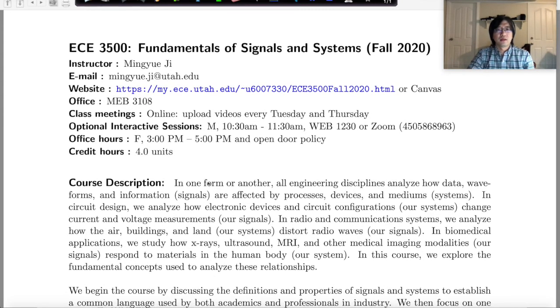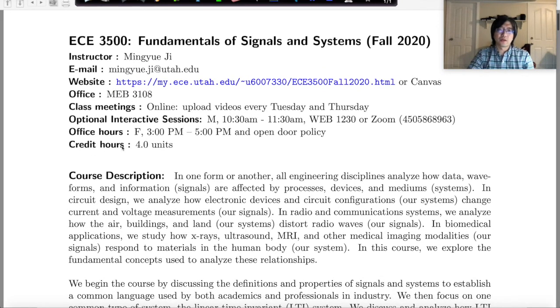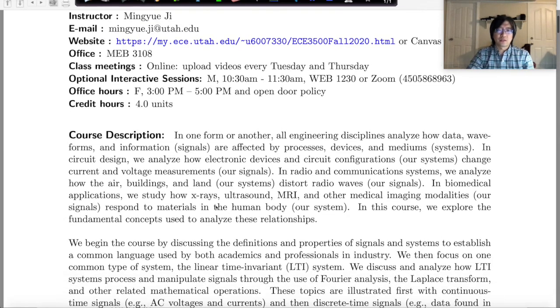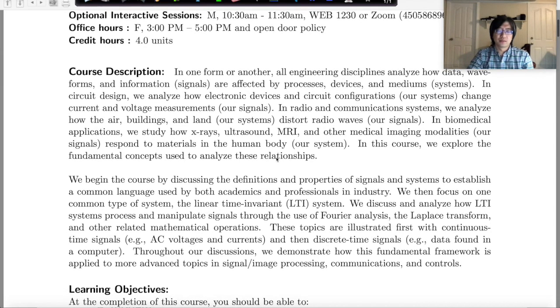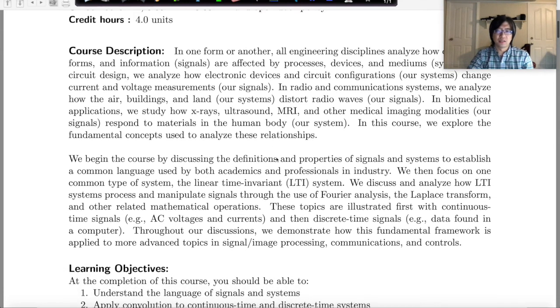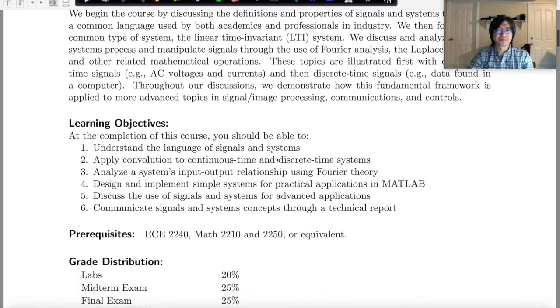The credit hours for this class is 4 units. I have 3 units for the lecture and 1 unit for the labs. Here is the course description. I'm not going to read it all; you just take a look and see what we're going to learn in this class. It's pretty much the same as what I just discussed in the slides.